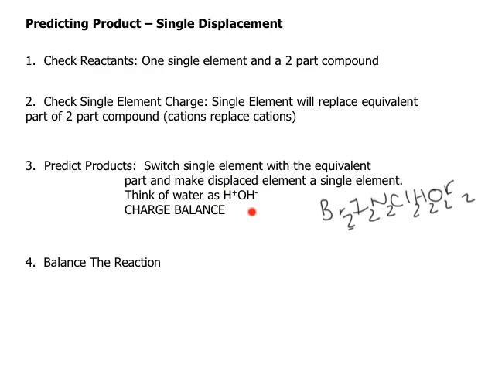One handy thing to think, a lot of single displacement reactions involve water. Students have a tendency to split water into 2 hydrogens and 1 oxygen. Water in single displacements is split as 1 hydrogen and 1 hydroxide anion. So remember to think of water like that, and charge balance it, balance your reaction.